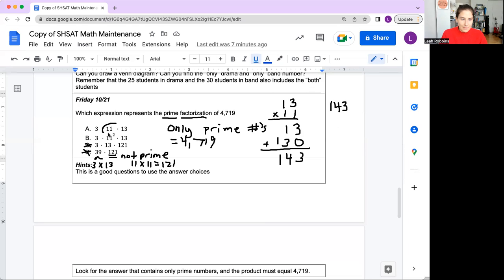Multiply that by 3. 3 times 3 is 9. 4 times 3 is 12. 3 times 1, okay. So that gives me 429. Not my answer. B is going to be right.